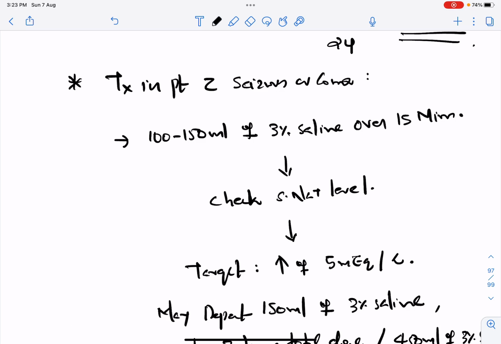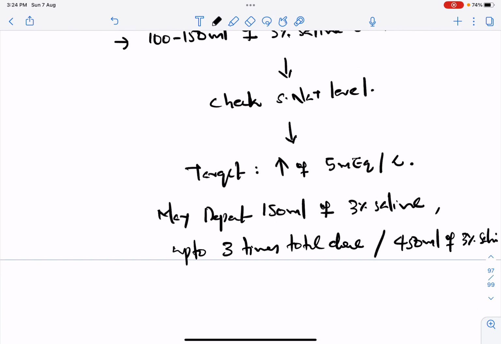or coma. First you have to infuse 100 to 150 ml of 3% saline over 15 minutes. Then you can check the serum sodium level. If it has not increased by 5 milliequivalents from the baseline value, you can repeat a total of 3 times, 150 ml of 3% saline. Okay, this is the other method.